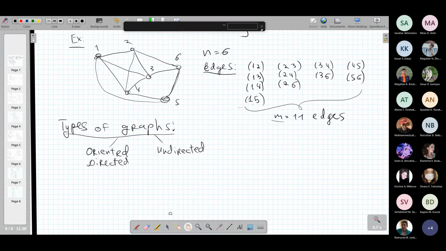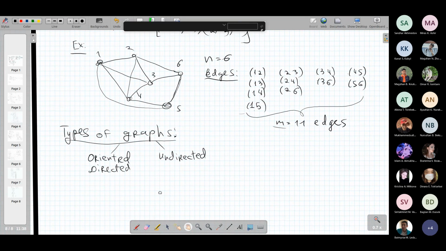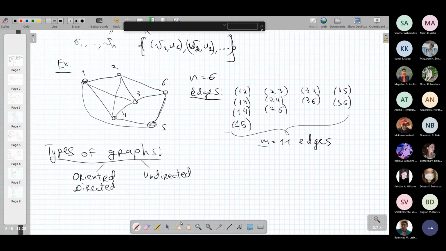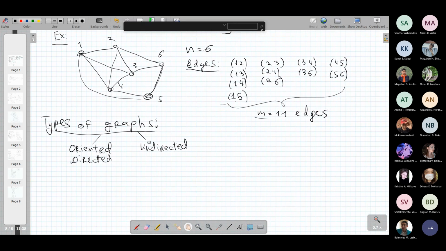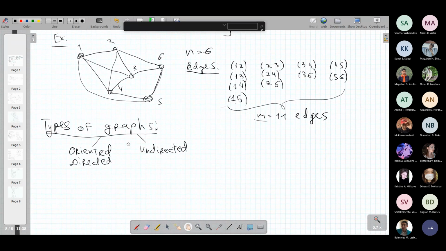Those are the types of graphs. We will store them in the same fashion, so we will not distinguish these cases, but you should know there is a distinction between them.